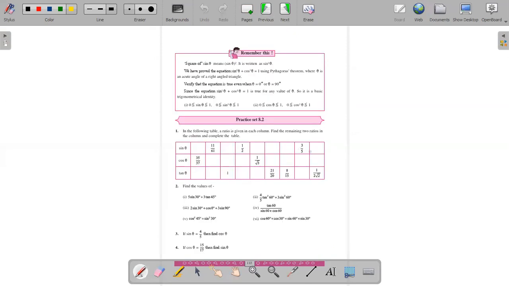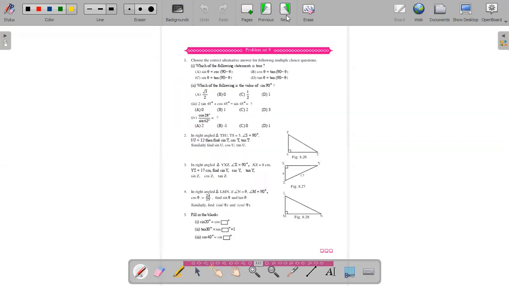I had already solved this practice set, so can I solve only this problem set? Okay, fine. So this is homework for you. You have time at home, so please solve practice set 8.2 and also this problem set 8. They are not so difficult. If you know the values, it is easy to solve. Everything is asked again and again, the same stuff. So just try to solve this. We will discuss the answers tomorrow.